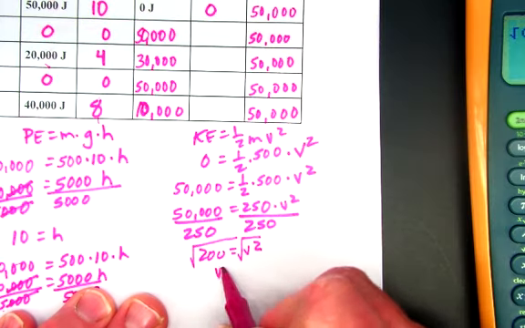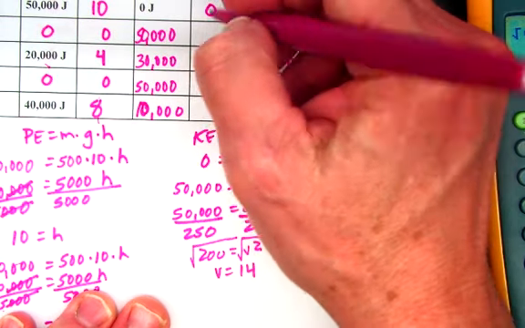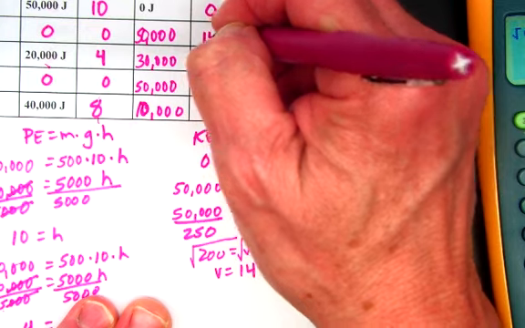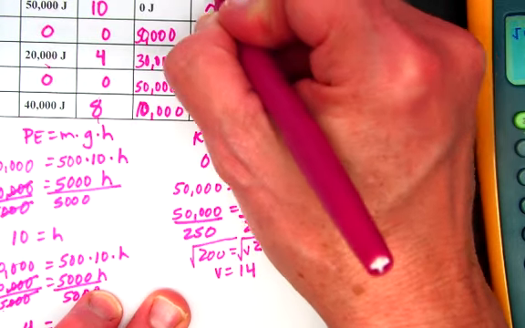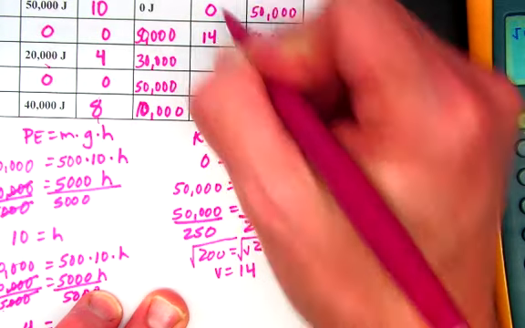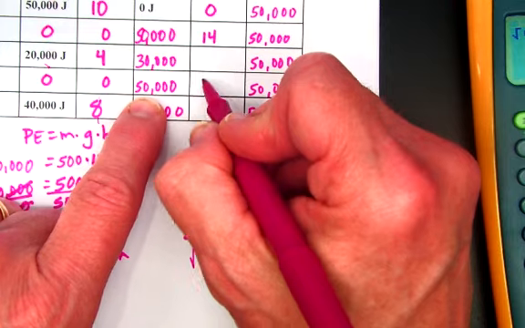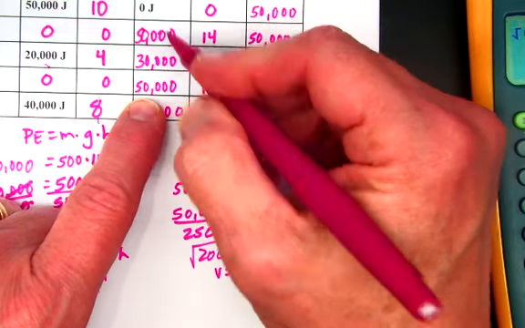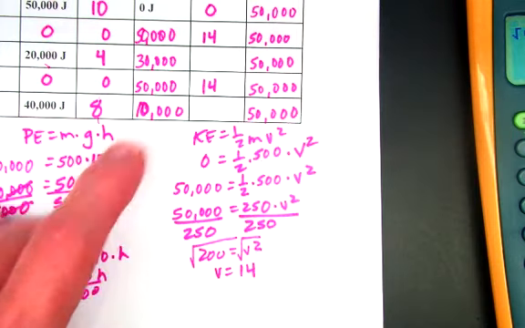So I'll say V equals 14 if I just want to round it off. So the speed would be 14 meters per second. And that would give me the same answer because in both cases for B and D, I have the same kinetic energy, so it'll be 14.